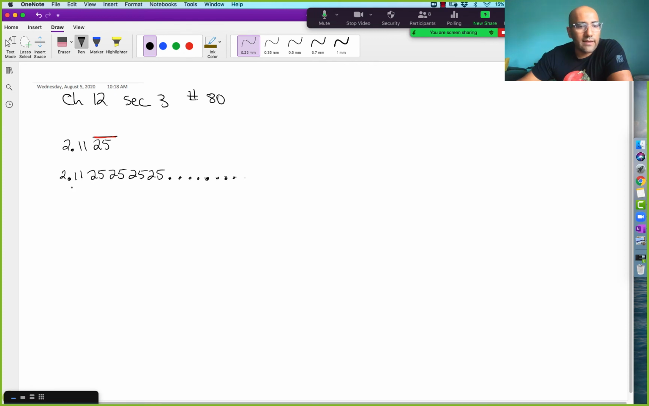The part that does not repeat and the part that begins to repeat. So I'm going to break it down into 2.11 plus 0.00, two spaces, and then the repeating part: 2, 5, 2, 5, 2, 5, 2, 5, dot, dot, dot. Now, when it terminates like this, it's really easy to turn it into a fraction.